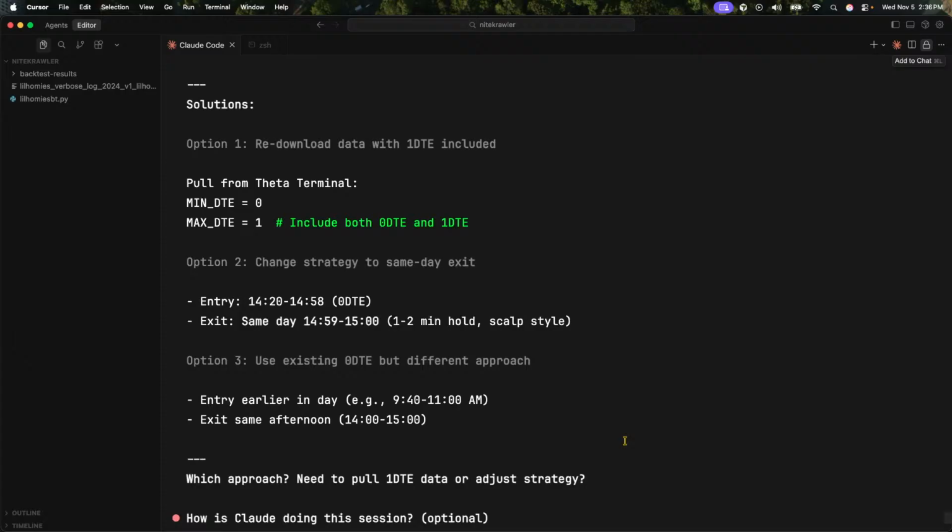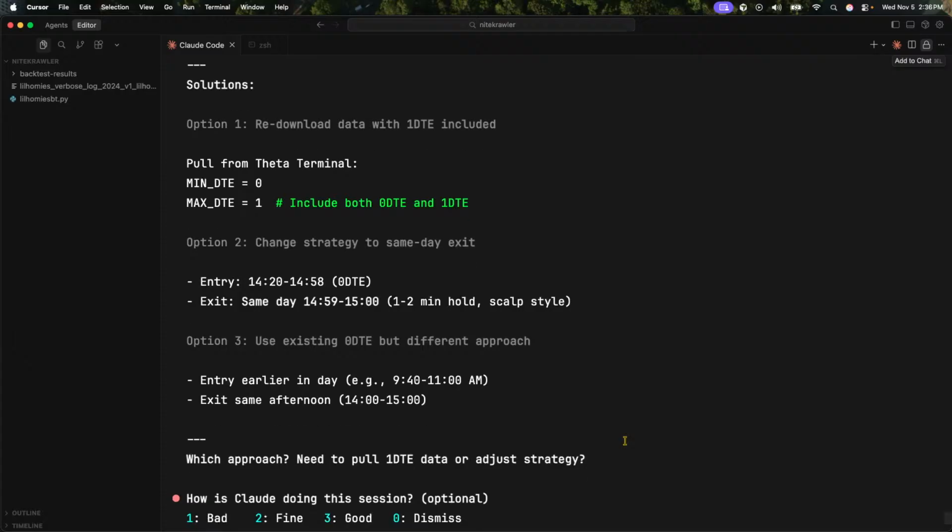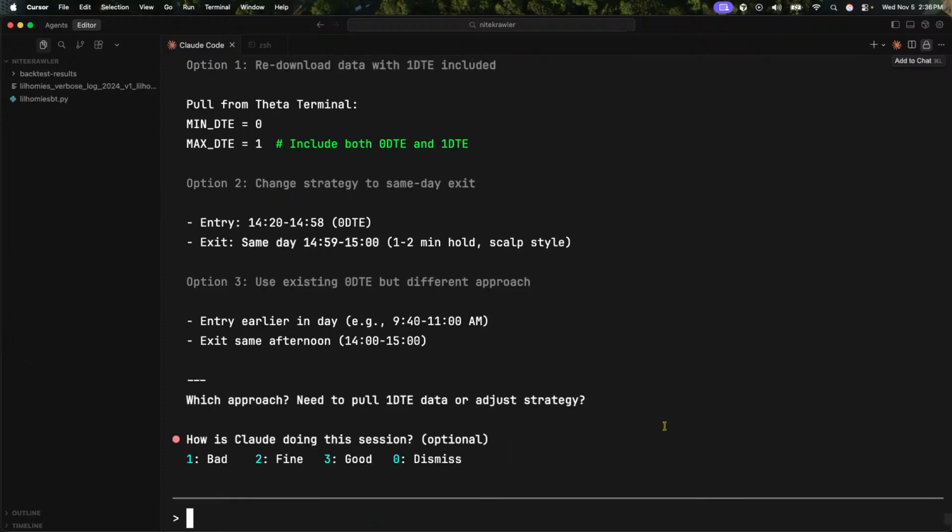No, that is too risky, bro. Use 0 DTE but a different approach. Enter earlier in the day and then exit the same afternoon.